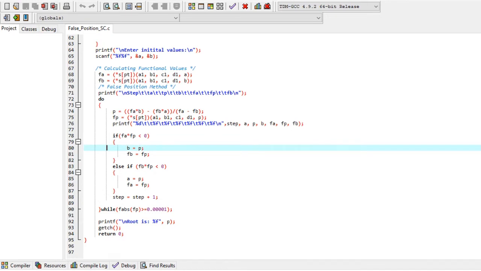Else, if fb times fp is less than 0, then a becomes p, fa becomes fp. So the only thing to make this condition met is that fa is positive while fp is negative, or vice versa. And we keep tabulating the data and the iterations until we get the repeating values of the root, or until we get the root.